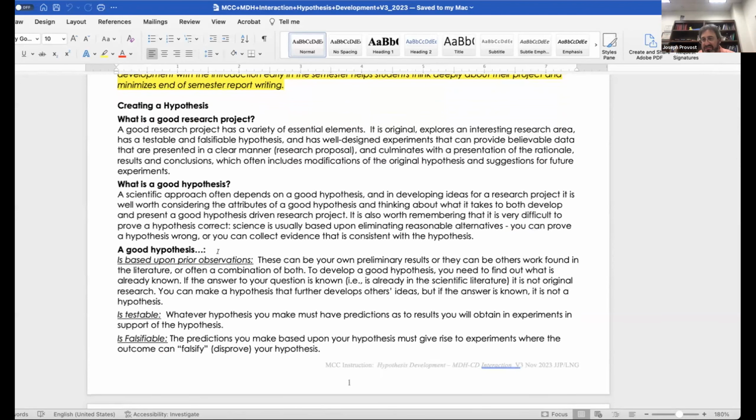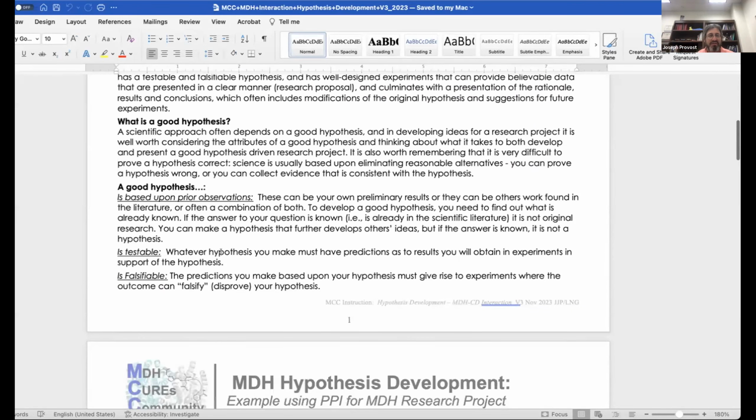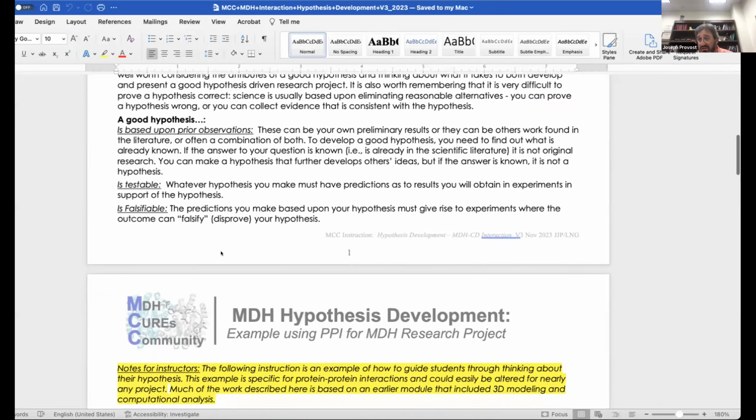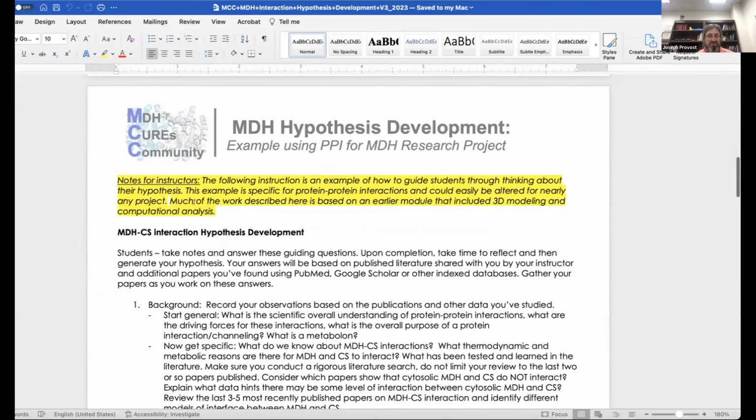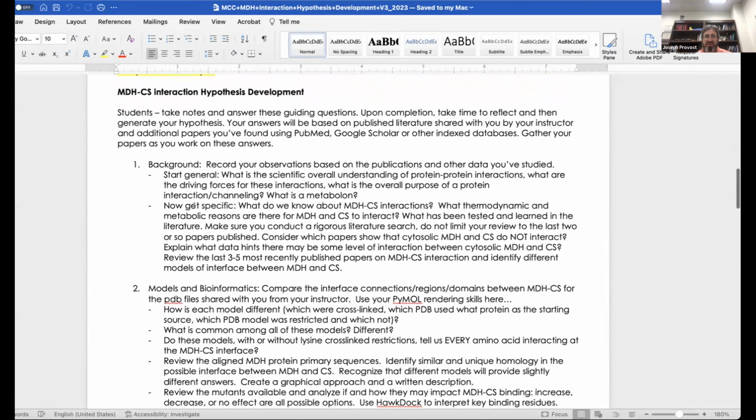What is a good hypothesis? Using this for the students, it's based on prior tests. You saw all that, right? So it's really just a more focused approach to it, right? More notes for the instructors. Now, this is specific for when we were looking at MDH CS interactions. And what I gave to the students to have them drive, to look at the literature, to do some PyMOL work, whether it's PyMOL or Cn3D, or maybe even three-dimensional stuff that Celeste does. These are just questions guiding them.